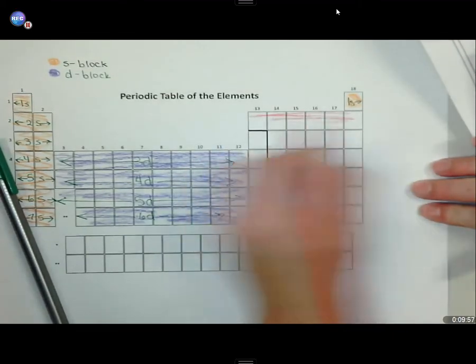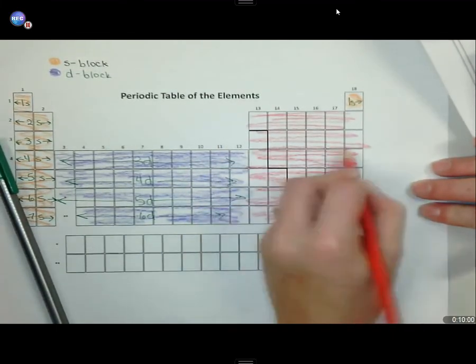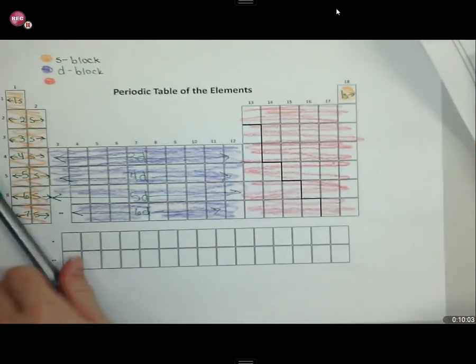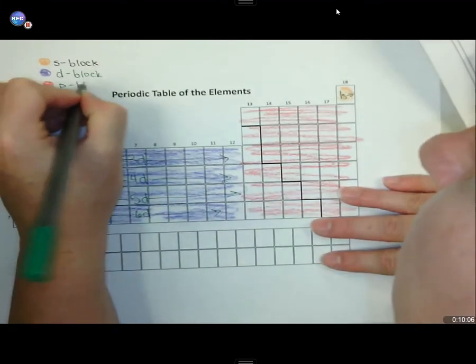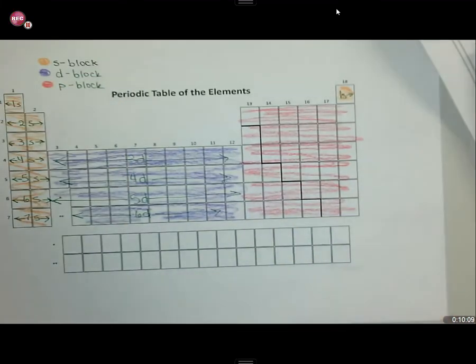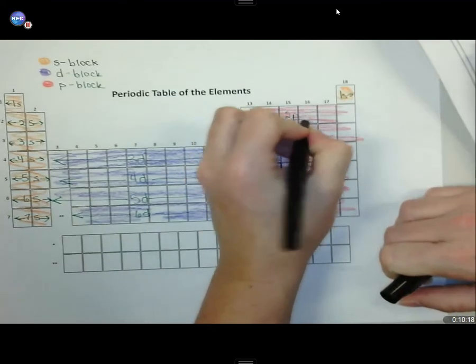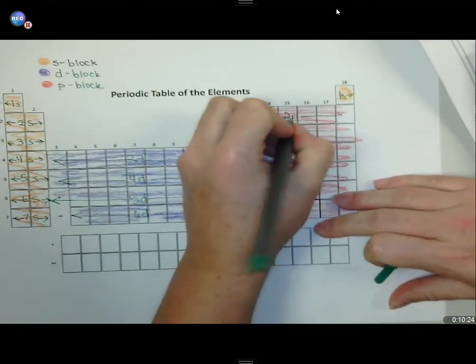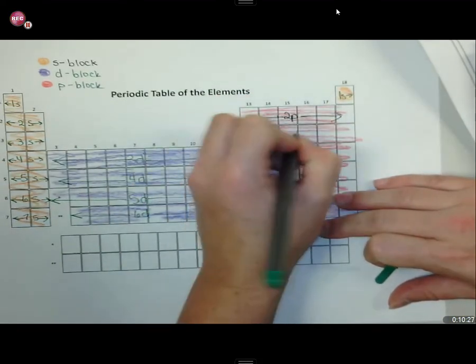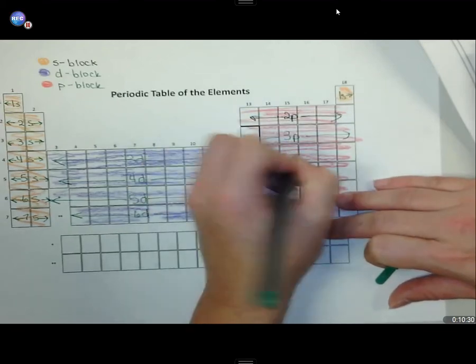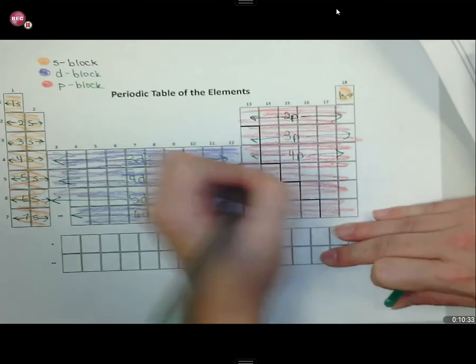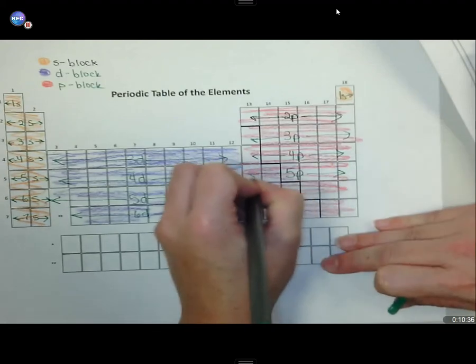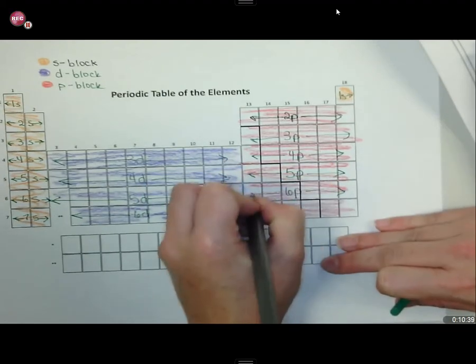Okay, then over here, we are going to have the P block. So, for the P block, we're going to have 2P. Sorry, this pen's running out of ink. So this is 2P, 3P, 4P, 5P, 6P, 7P.